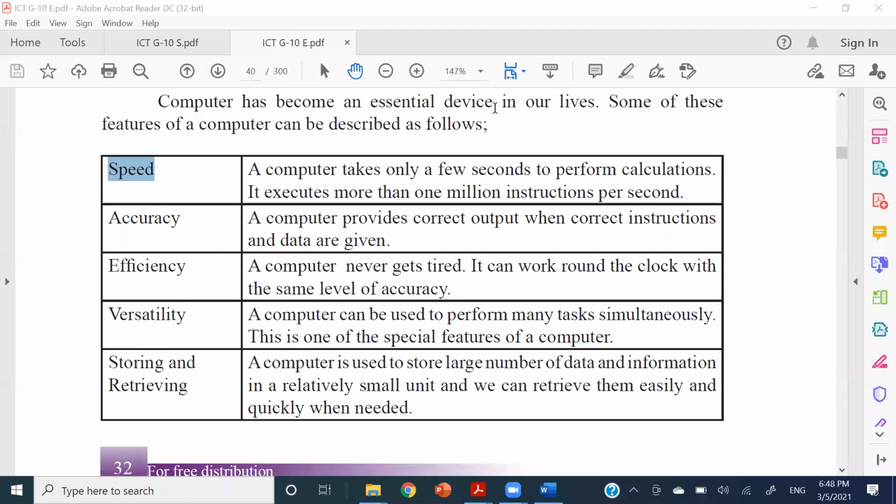If we are going to replace anything, we have to paste a paper or something, right? But when it comes to the computer, storing and retrieving is a special feature, right? So we can store and retrieve. So it can be considered as a special feature of a computer and computer-like devices.